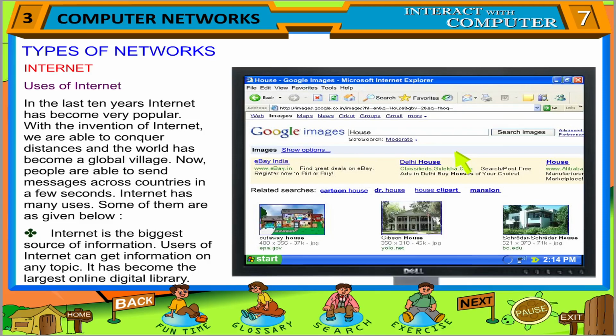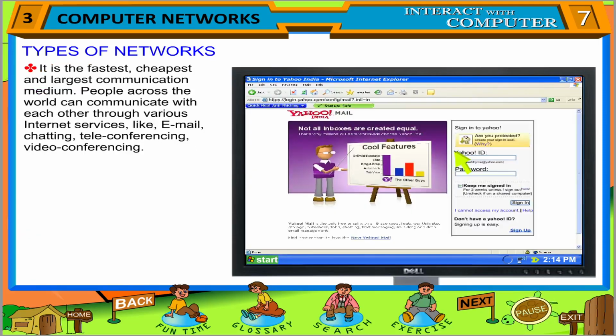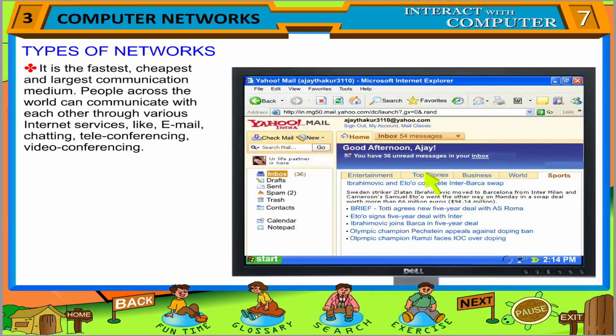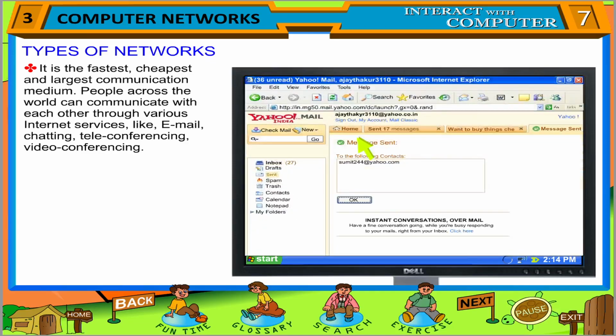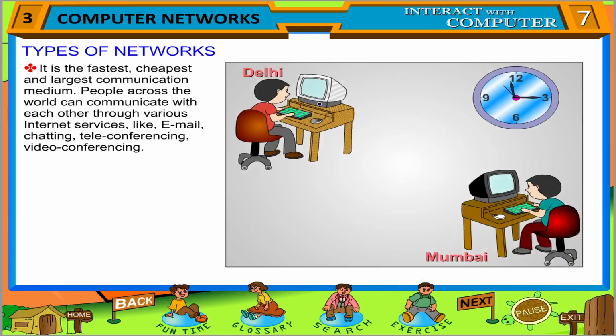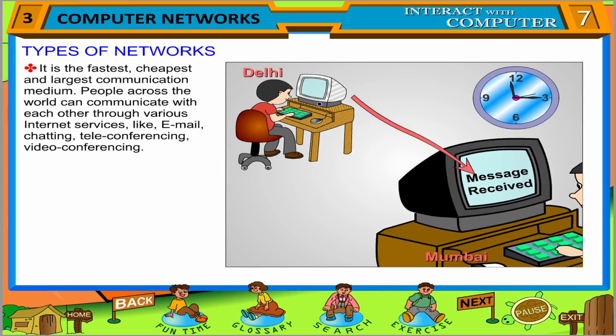Internet is the biggest source of information. Users of Internet can get information on any topic. It has become the largest online digital library. It is the fastest, cheapest and largest communication medium. People across the world can communicate with each other through various internet services like email, chatting, teleconferencing, video conferencing.